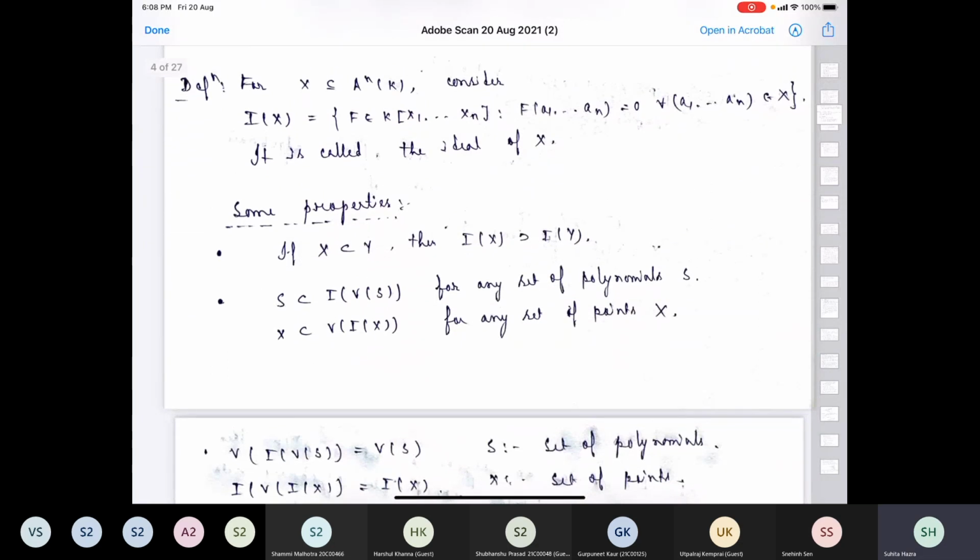So now, for X a subset of A^n(k), consider I(X) equal to the set of f belonging to k[x1, ..., xn] such that f(a1, a2, ..., an) is 0 for all (a1, a2, ..., an) belonging to X. It is called the ideal of X. So we have seen before that we have a set of polynomials, or an ideal generated by this set of polynomials, and we can correspond it to an algebraic set. Now we have a set in A^n(k), and we consider the ideal of it. So it also has some very nice properties.